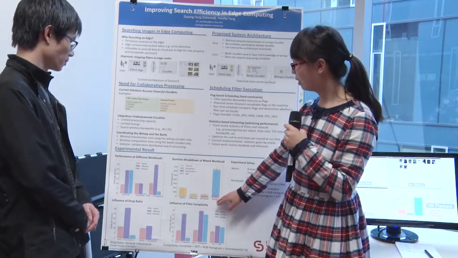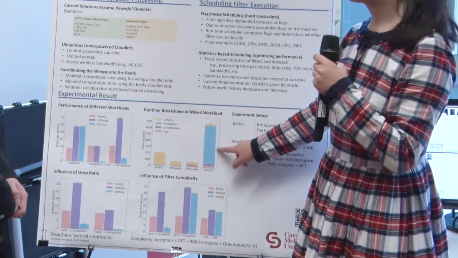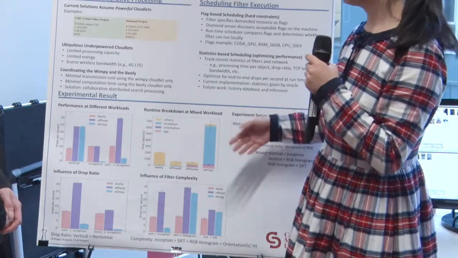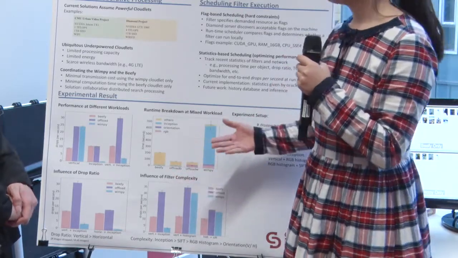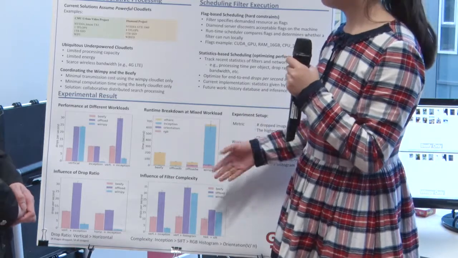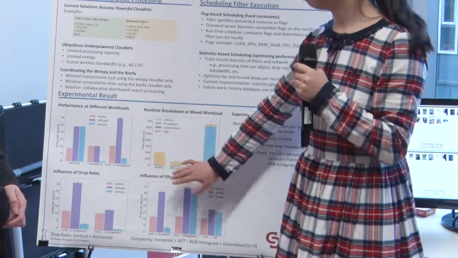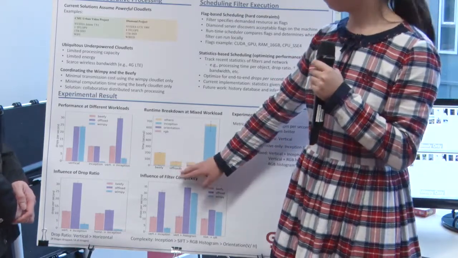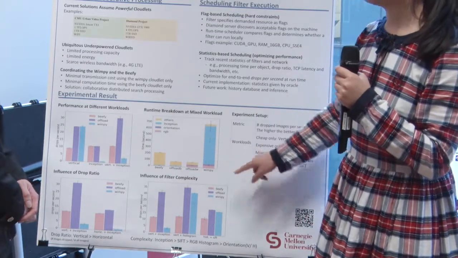And the next thing we can say is, in the time breakdown of the WinP cloudlet, most of the time is spent on the Inception filter. That means the WinP is too weak to process the Inception filter, and the offload mode will take the least time because it will gain the benefit from the minimal transmission cost, and it will also gain the benefit from the powerful BV to reduce the Inception processing time.